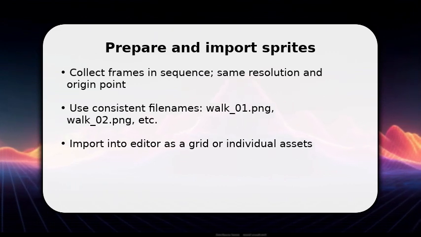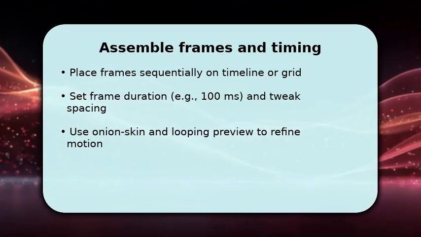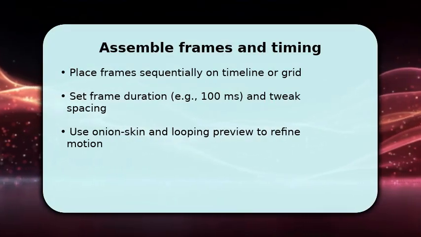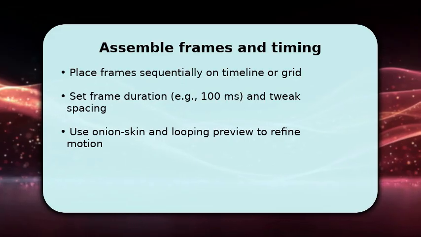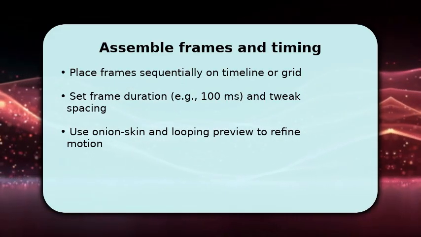Once imported, arrange frames in the animation timeline and set initial timing values so you can read motion rhythm. You want to experiment with 60-120 ms per frame for human-like movement, shorter for snappy actions.